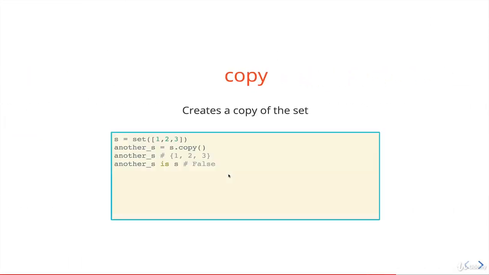Next up is copy. Copy is very straightforward. It just makes a copy of the set. Remember that just like when we use copy with lists or with dictionaries, it will make a duplicate of the data and things look the same, but they are not identical. If we use is, so in this case we have s is our first set, and we make another s as a copy. If we look at another s, it looks the same. Double equals would be true, but if we compared it using is, it's false because they are not the exact same thing in memory. They are copies.